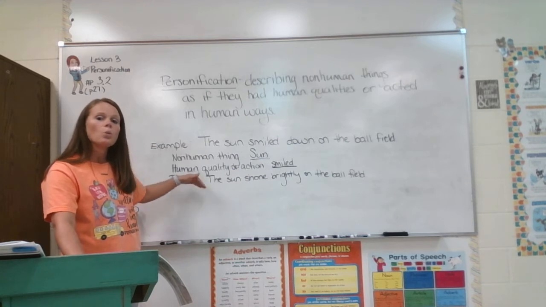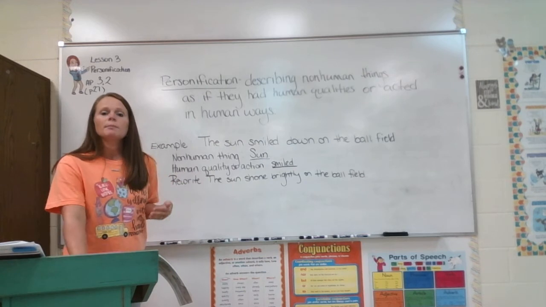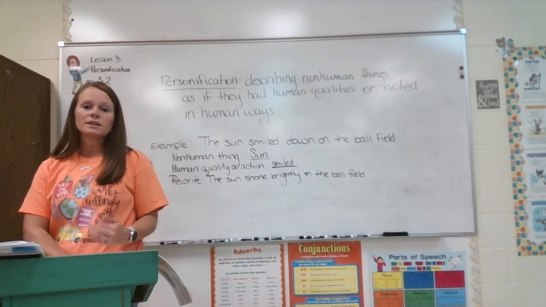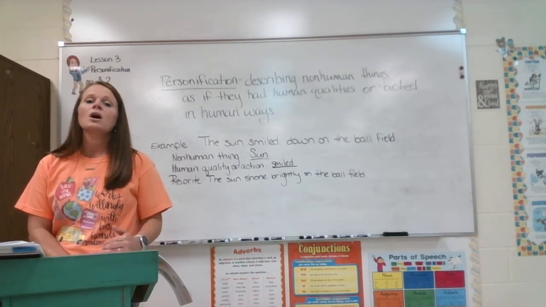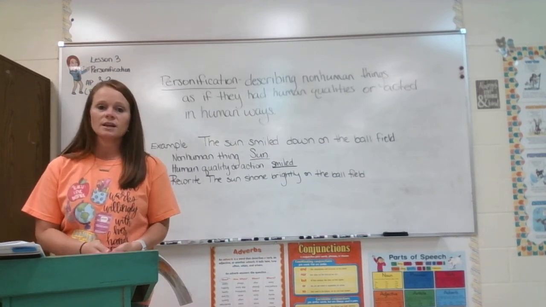Before you're going to be able to do the rewrite part of this activity, you're going to have to understand what is being represented by saying that the sun smiled. What does it mean if my author wrote in the text that the sun smiled onto the ball field? Well, we have to try to visualize that, and that's really where this is going to help us.